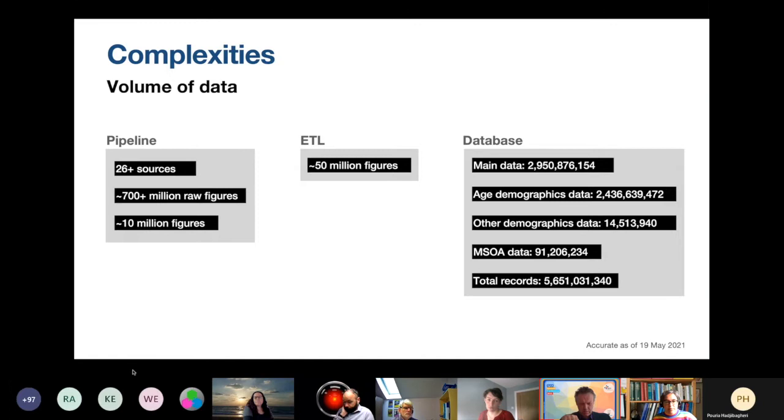Okay, so, I've mentioned the complexities already, but this just puts that into some numbers. So I've mentioned the 26 plus data sources. That's more than 700 million raw figures processed every day into 10 million figures, popped over to the ETL, which turns that into 50 million. And then just some mind-boggling numbers really there on what data is in the main database, the age demographics and other demographics, MSOA data, with that total there over 5 billion records processed every day.